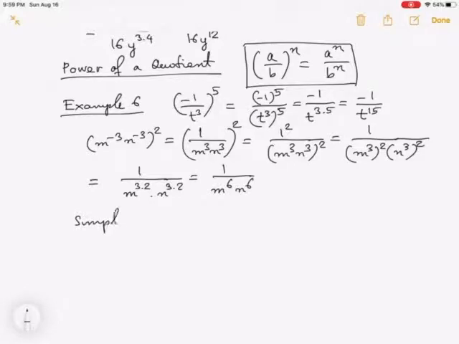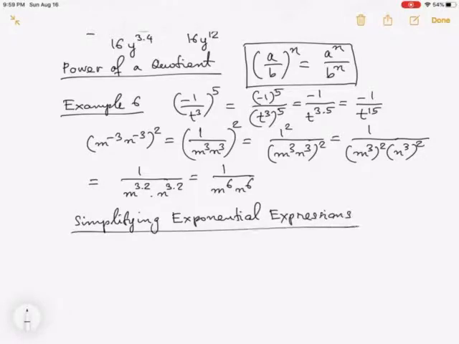So simplifying exponential expressions. We try to combine terms of exponents. That means to write them in a simpler way with fewer terms.